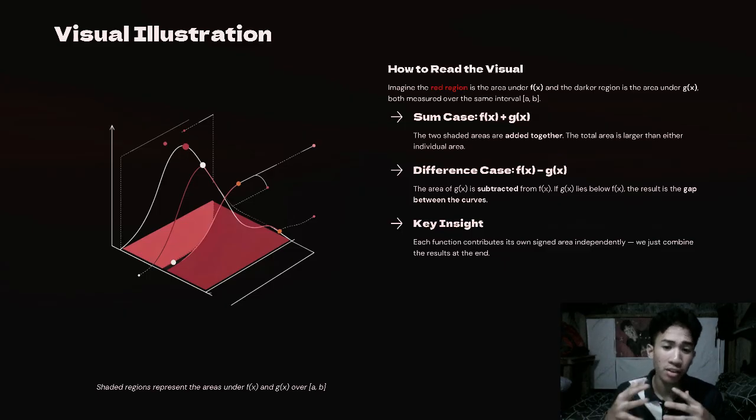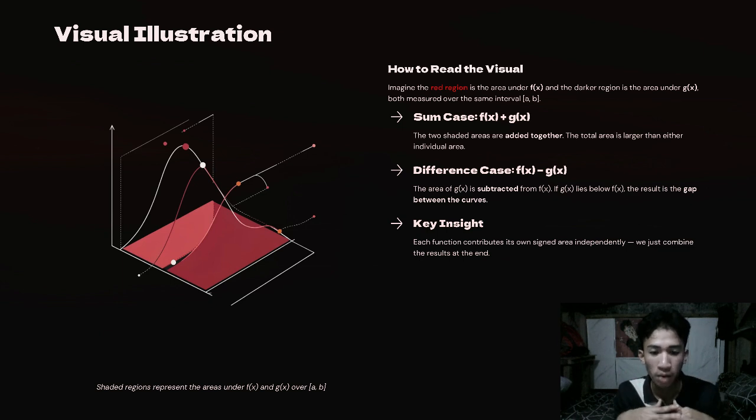And so to understand these rules, we must look at the geometry. Imagine two separate functions, f of x and g of x. Each carves its own unique territory above the x-axis. And when we add these functions, we aren't just merging symbols, we are literally stacking those areas on top of one another. And the rule states that the integral of a sum equals the sum of the individual integrals.